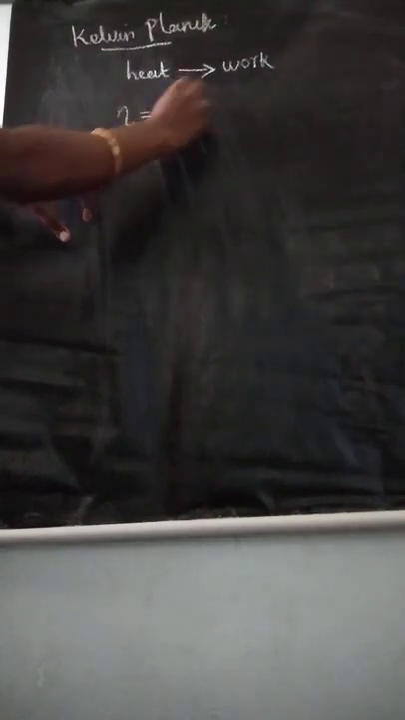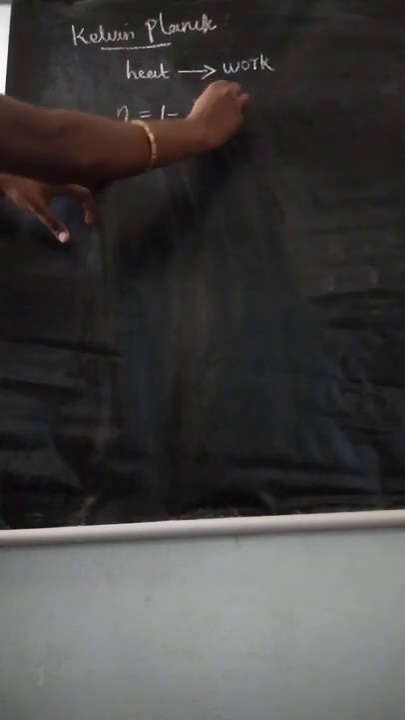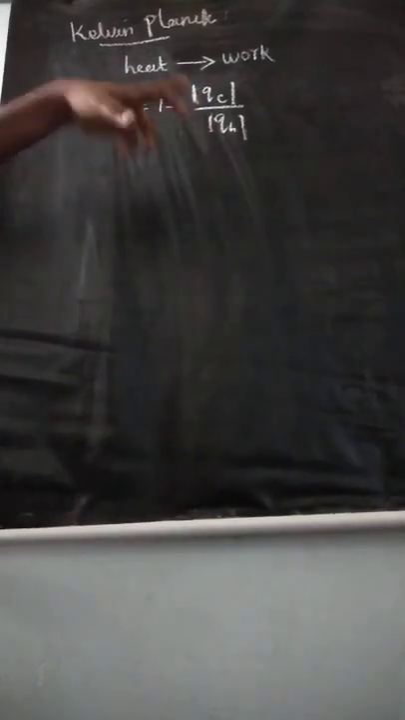It is impossible to absorb heat energy and convert it to work. And here we learn the efficiency formula. Efficiency eta is equal to 1 minus the modulus of QC by QH.